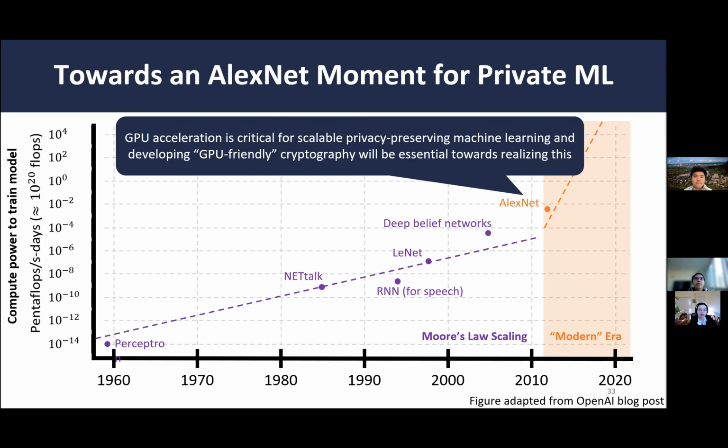Okay, so I want to suggest that GPU acceleration is really critical for scalable privacy-preserving machine learning, and developing GPU-friendly cryptography, or maybe designing specific hardware accelerations for secure multi-party computation, will be essential for achieving this.